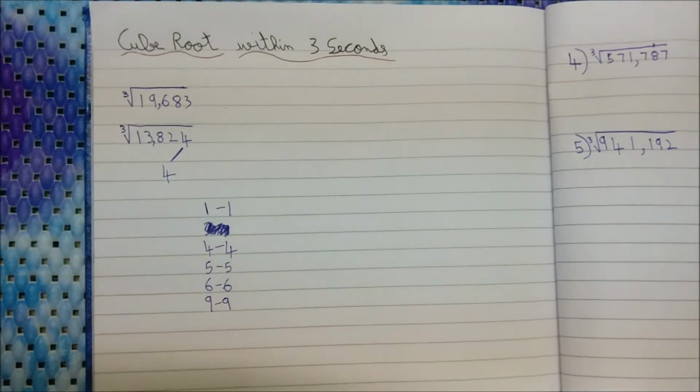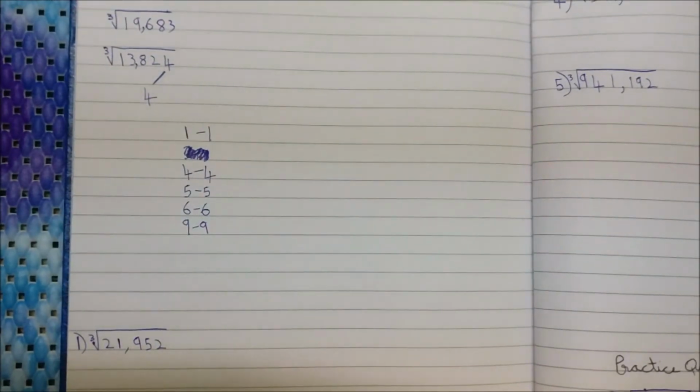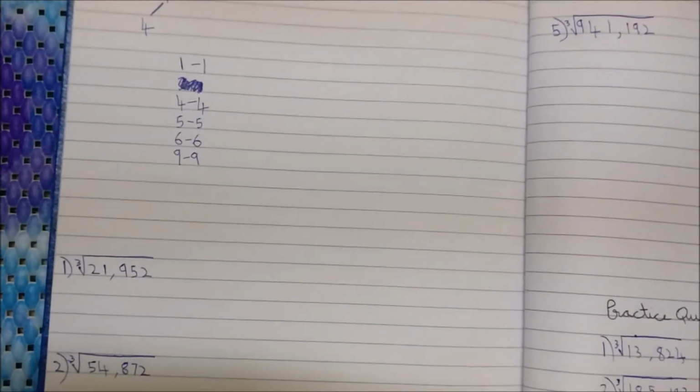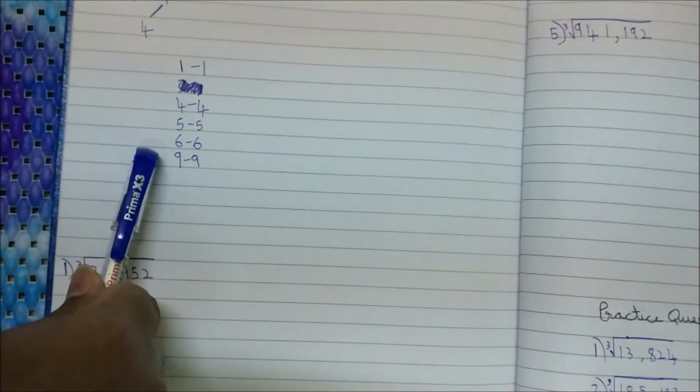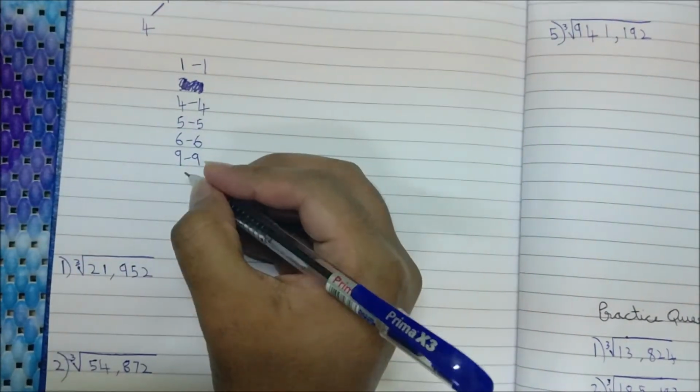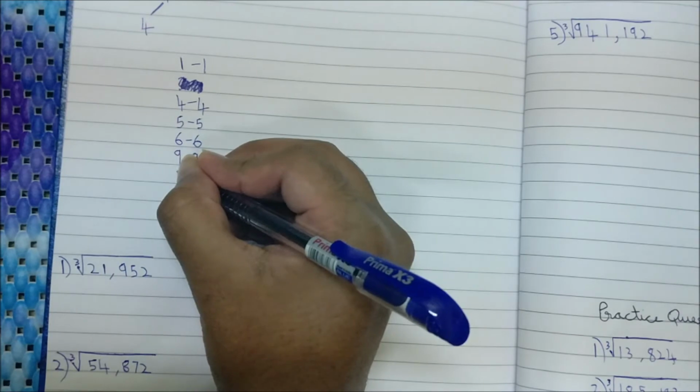But as you can see, I have skipped 4 numbers here: 2, 3, 7 and 8. These numbers are called direct numbers in this trick. Now I'm going to show you what happens with 2, 3, 7 and 8.